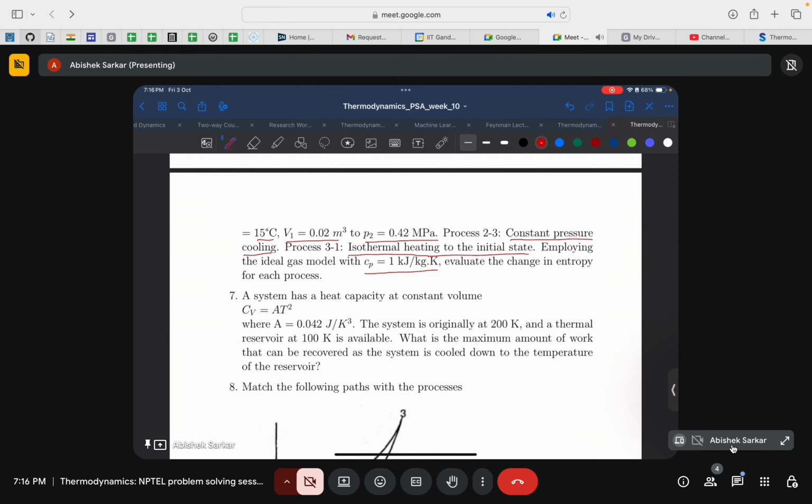A system has a heat capacity at constant volume Cv equal to AT squared, where A is equal to 0.042 joule per Kelvin cube. The system is originally at 200 Kelvin and a thermal reservoir at 100 Kelvin is available. What is the maximum amount of work that can be recovered as the system is cooled down to the temperature of the reservoir?